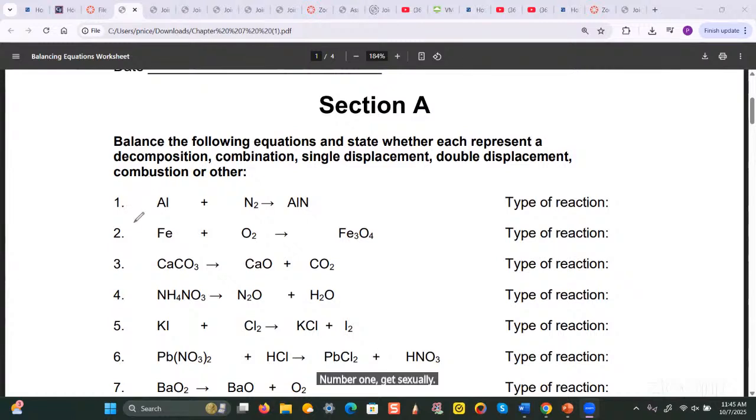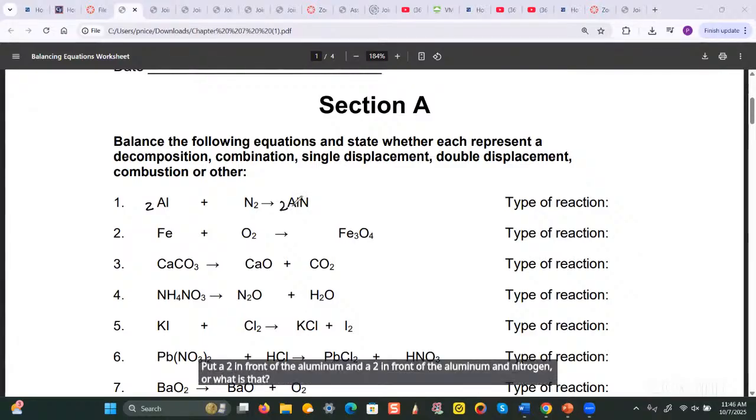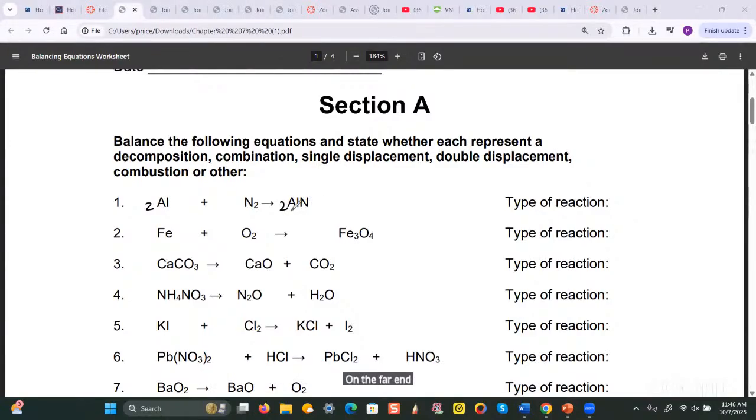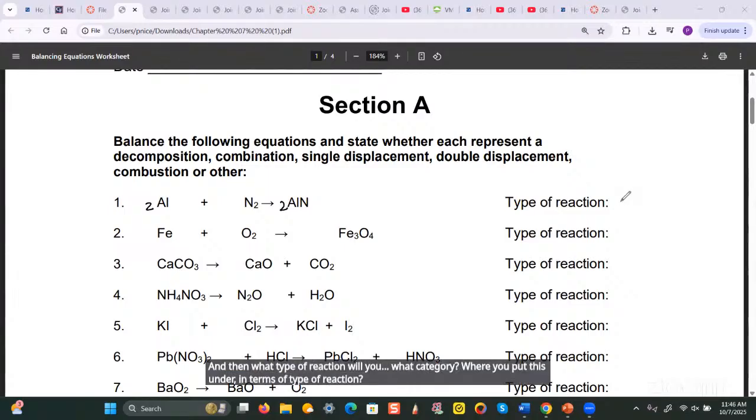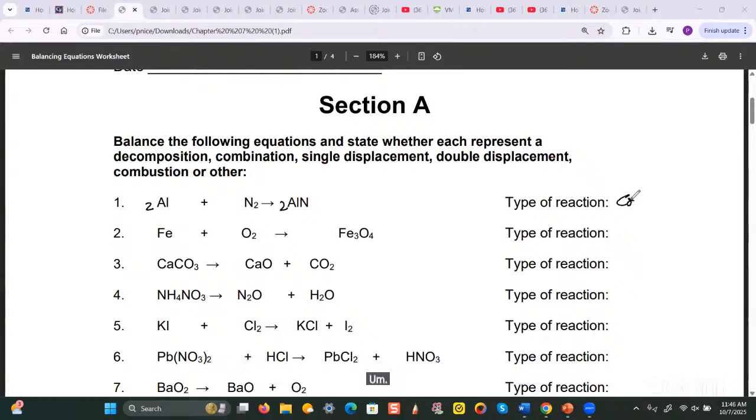Put a 2 in front of the aluminum and a 2 in front of the aluminum nitride on this side. Yeah, all right, so that's it, right? And then what category would you put this under in terms of type of reaction? Combination, exactly.